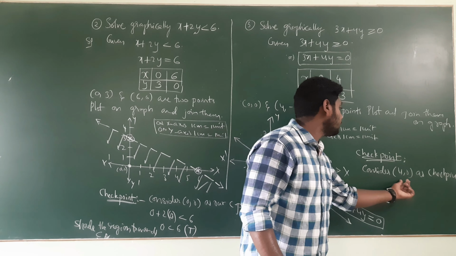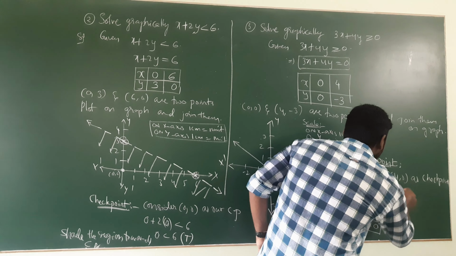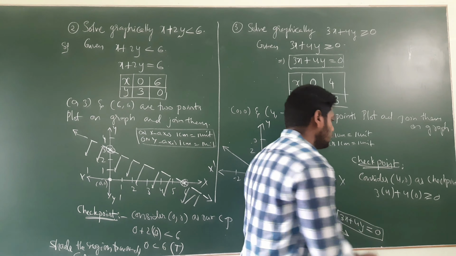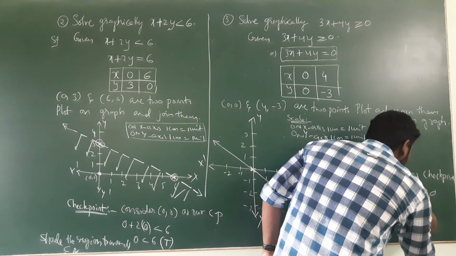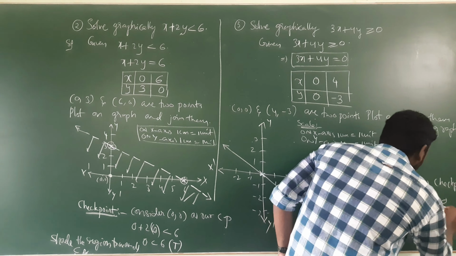With 4 comma 0, what do we need to do? Substitute in the given inequality: 3 into 4 plus 4 into 0 greater than or equal to 0. 3 fours are 12. 12 greater than or equal to 0, true or false? It is true. If it is true, what do you need to do? Shade the region towards the checkpoint.